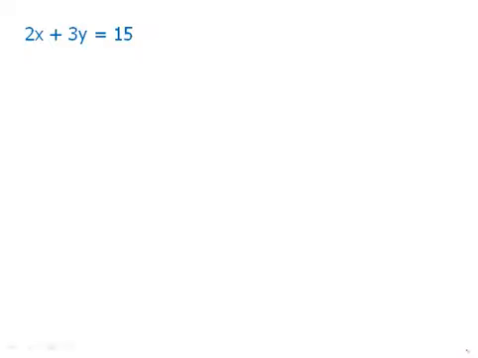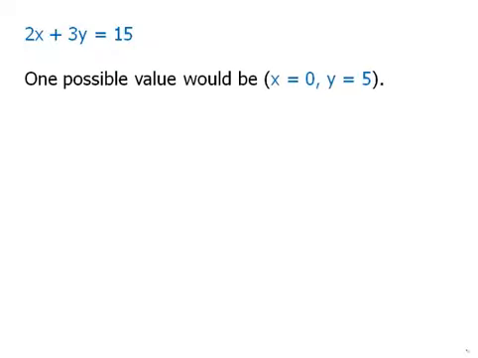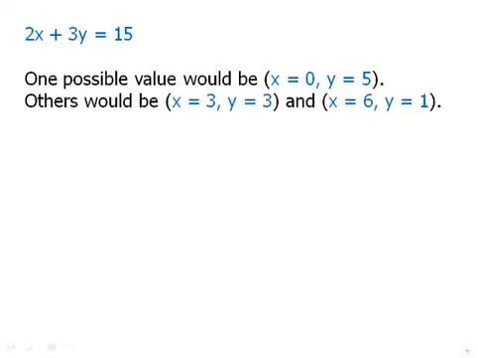Suppose we had something like 2x plus 3y equals 15. Now, what would it mean for someone to come and tell us, solve this equation? How would we find values that work in this equation? Well, certainly one possible value, if x equals 0, then y could equal 5, so that would be a solution. Others would be if x equals 3 and y equals 3, or x equals 6 and y equals 1. Those are also values that make it work.